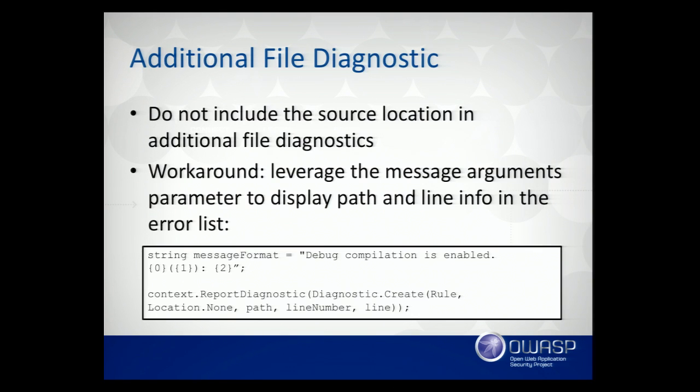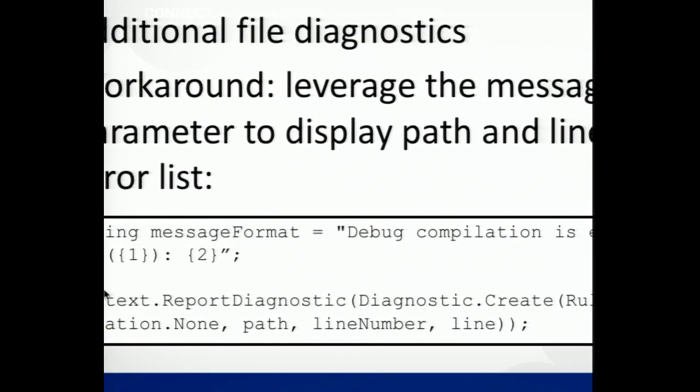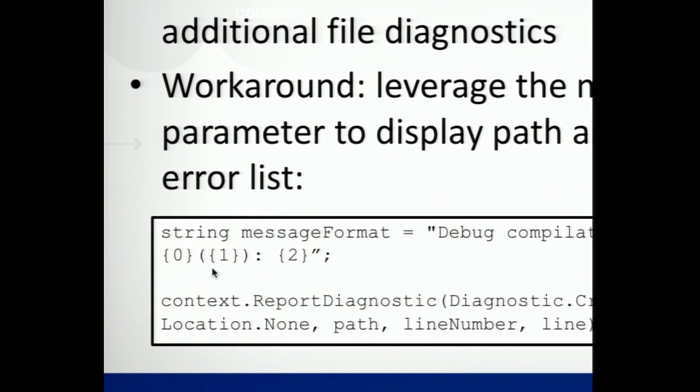So the next step is actually getting the line number and the offending line into the rule. I used the message format, just like any other message format. You can pass parameters to this. Instead of setting the source location, which makes it go away, we can say debug compilation is enabled, and pass in the file path, the line number, and the offending line of code in the file. So at least it displays in the warning, so the user knows what we're talking about.